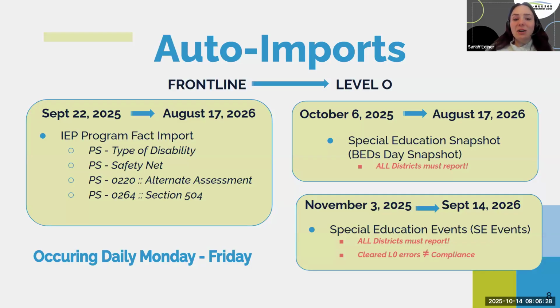More recently, October 6th started the bedstay snapshot auto import. So you might have started to see errors populate in your bedstay snapshot field because that has started. Certification for the bedstay snapshots is not until January, so you do have some time to review those errors with your special ed office. Up and coming, we have the special ed events, the SE events. They will be starting November 3rd, and I will talk about why these are starting in a little bit.